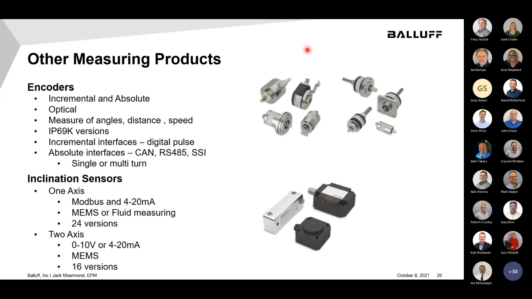Another measurement solution we have is inclination sensors. There are basically 2 different styles. There's a single axis, where you can do Modbus or an analog output of 4 to 20. These use MEMS or fluid measuring technologies. There are 24 different versions of these, and then there's also the 2-axis, which is either voltage or current. It also uses MEMS technology, and there are 16 different versions. So again, with these you're looking at actual angles, and you can measure that angle.